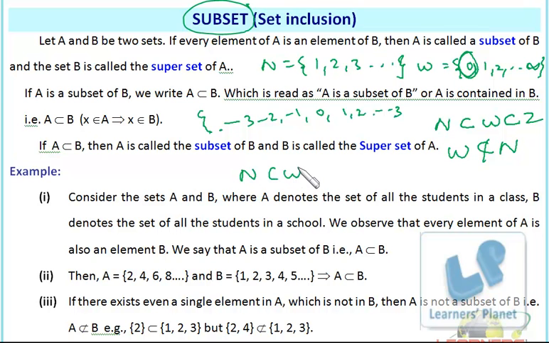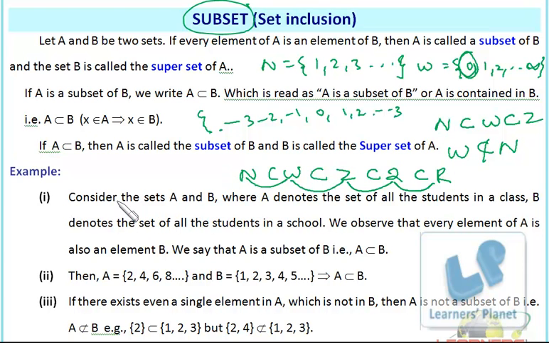N is a subset of W, W is a subset of Z, Z is a subset of Q, that is rational numbers, and Q is a subset of R, right? All the elements of N are there in W, all the elements of W are there in Z, all the elements of Z are there in Q, and all the elements of Q are there in R, right? So real numbers, rational numbers, integers, whole numbers and natural numbers. Okay?